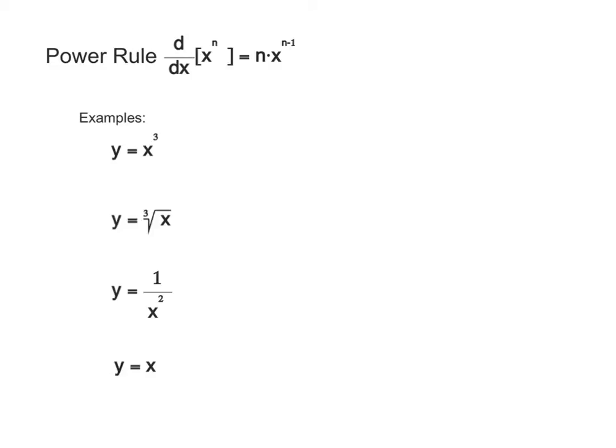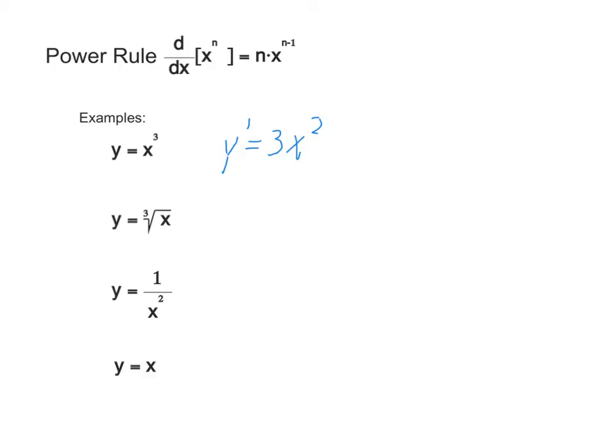So for example, y equals x cubed. The derivative, y prime, would drop the 3 down in front. The new exponent would then be 1 less, 3 minus 1, or 2. So the derivative is 3x squared.